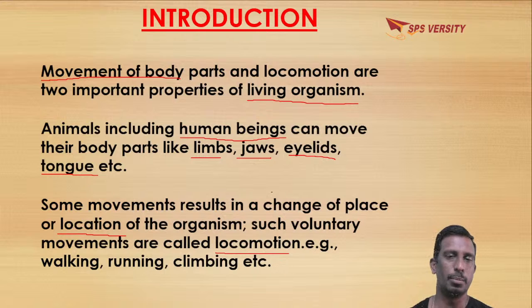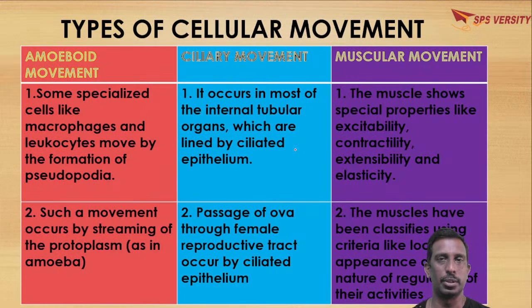For example, if we take eyelids, eyelids will move in a particular place. They will not change the location or place of an organism. So here the movement of eyelids is not locomotion. Locomotion is where the change of place or location will take place.